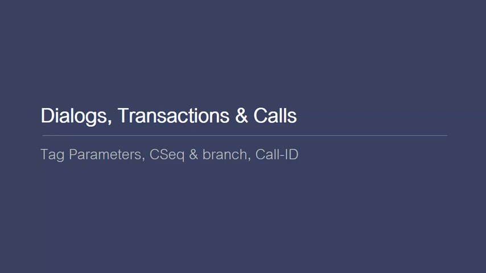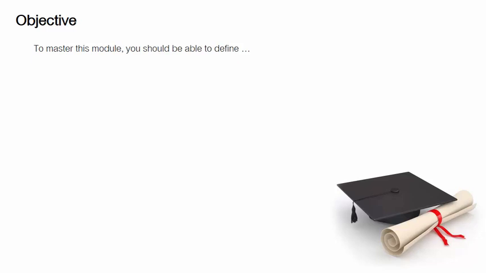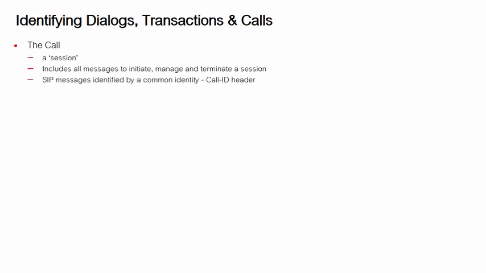In this module, I'd like to formally define some terms that we've been using for a while, maybe to add some further detail. We'll define the call, the transaction, and the dialogue. Firstly then, the call. A call is another term for a session, as in the Session Initiation Protocol. It includes all the SIP messages to set up, manage, and terminate the session. All the messages are identified with a common identity in the Call-ID header.